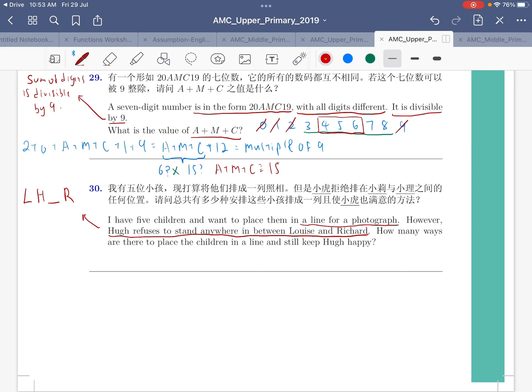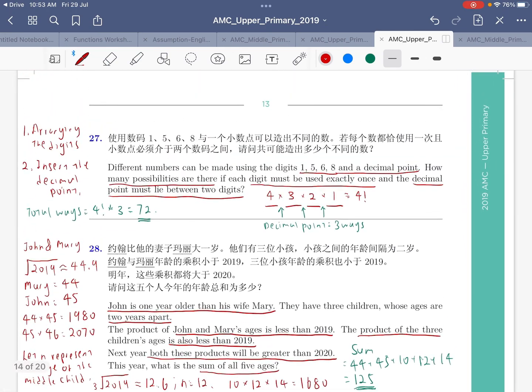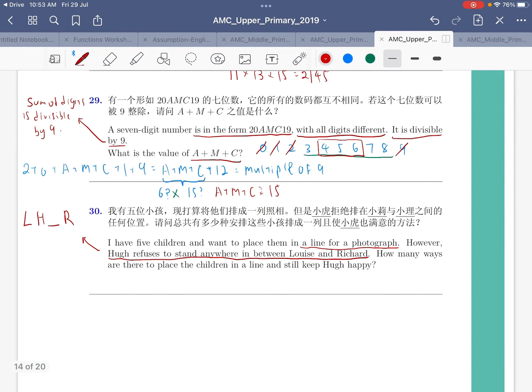Well, we can actually consider the insertion method again, just like what I have mentioned to you in our decimal component question 27. We can try this out as well, but we are going to manage the restrictions much more closely. Now, let's take a look at where Hugh will have to stand and where Louis and Richard will have to stand.